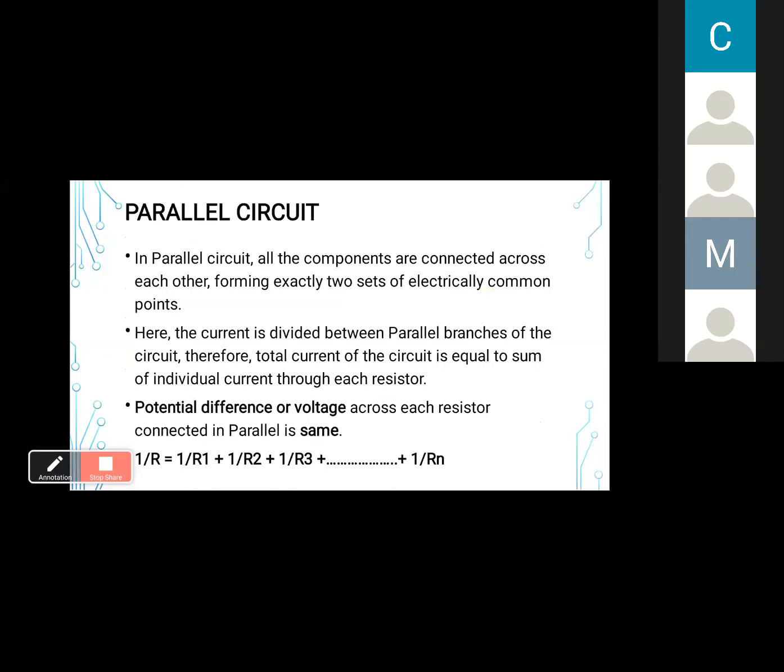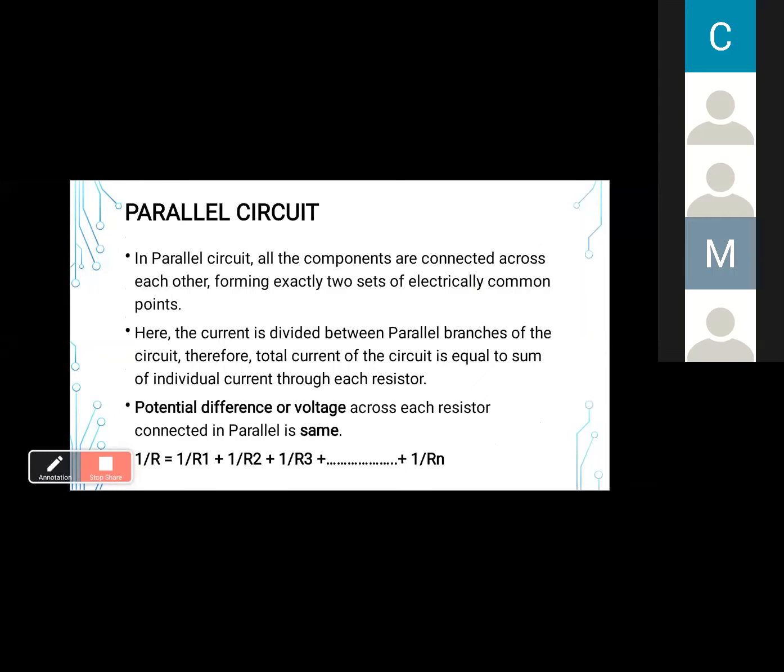Then comes the parallel circuit. In a parallel circuit, components are connected in branches. If the current is being divided into different branches, that means it's a parallel circuit. In a parallel circuit, current is not the same, but voltage is the same. And the resistance is given by 1 by R equals 1 by R1 plus 1 by R2 plus 1 by R3 and so on.